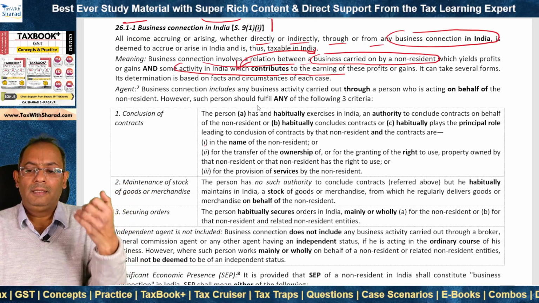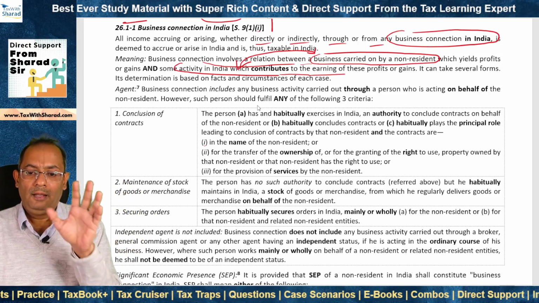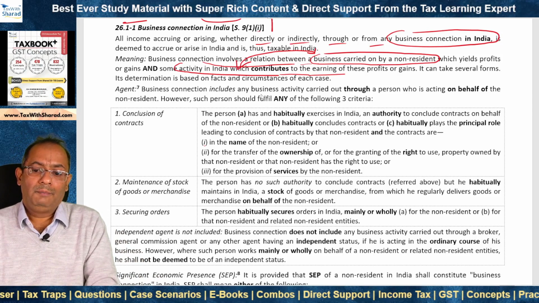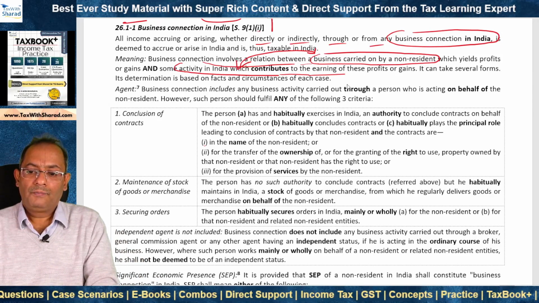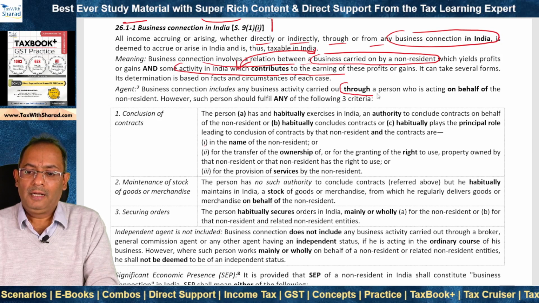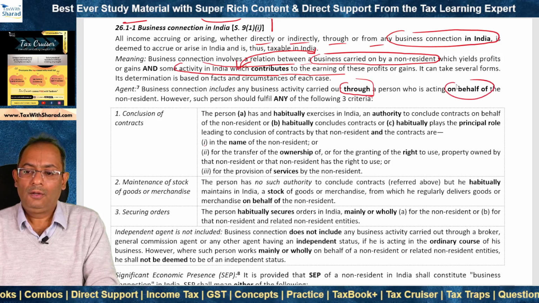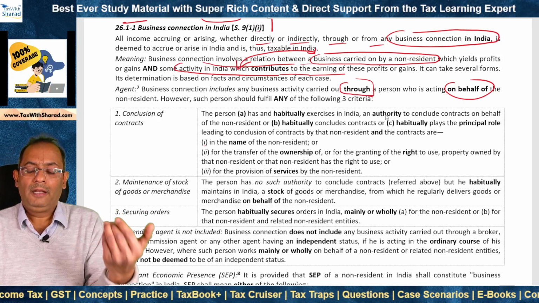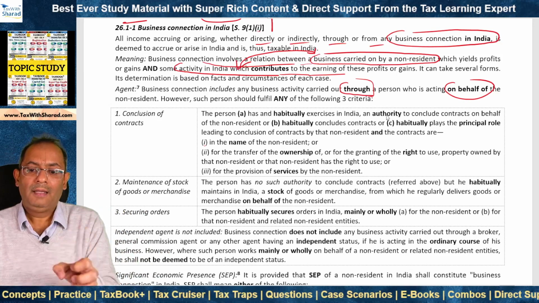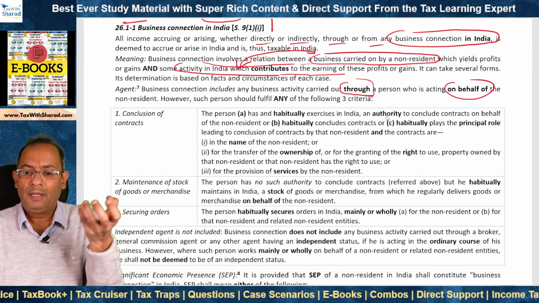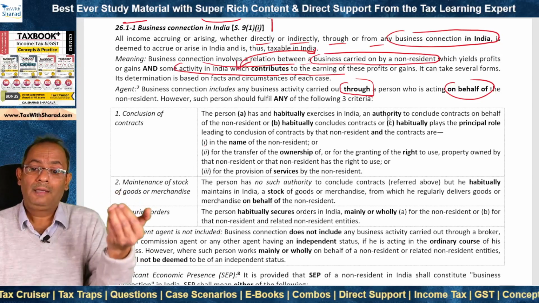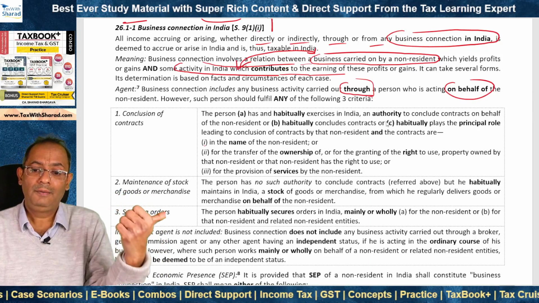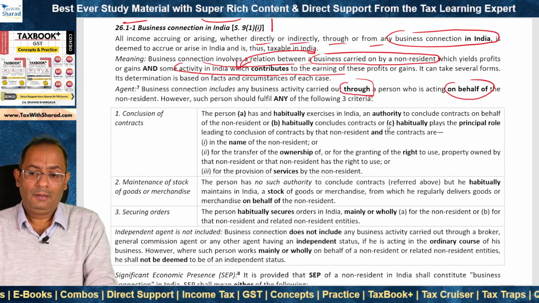Now, it is not necessary that a non-resident should directly carry on a business in India all by himself. Okay. The business activity can be carried on even through an agent. That means through a person who is acting on behalf of the non-resident. Right? So business activity can be carried on through an agent also. Even in that case, business connection will be said to arise. And therefore, income arising out of that activity carried on by the agent will be taxable in the hands of the non-resident in India.